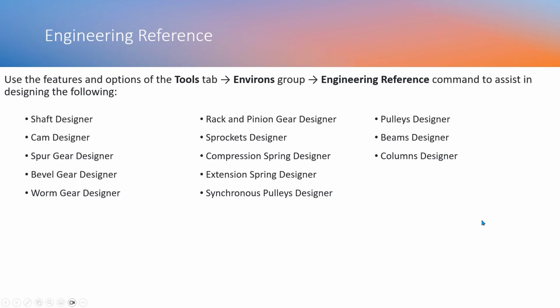The engineering reference is available with every version of Solid Edge. This can be accessed from the Tools tab in the Environment group, then by selecting the engineering reference. Once you select it, this gets attached to your right side edge bar, and then you can see a bunch of different types of parts that you can generate. Some of the examples are shaft, cam, spur gear, bevel gear, worm gear, pulleys, beams, columns, and so on.